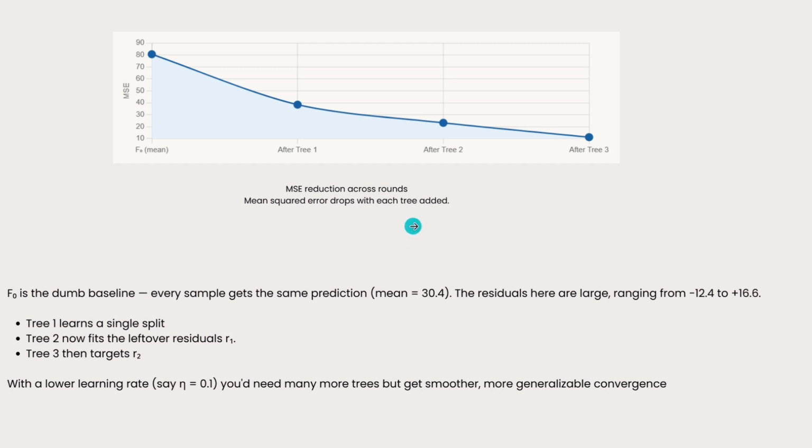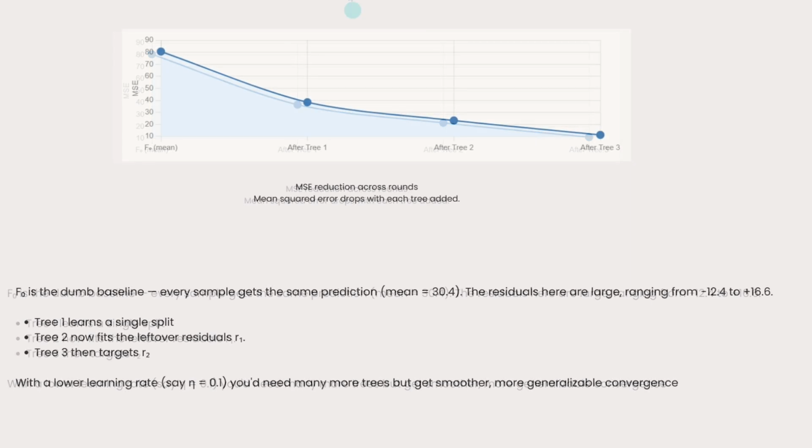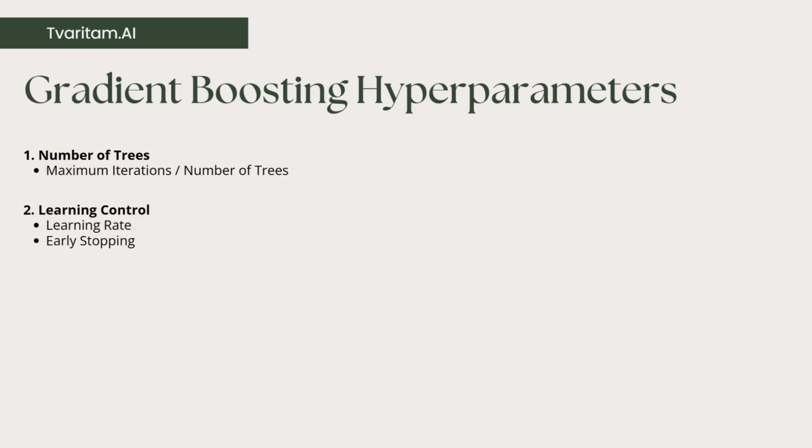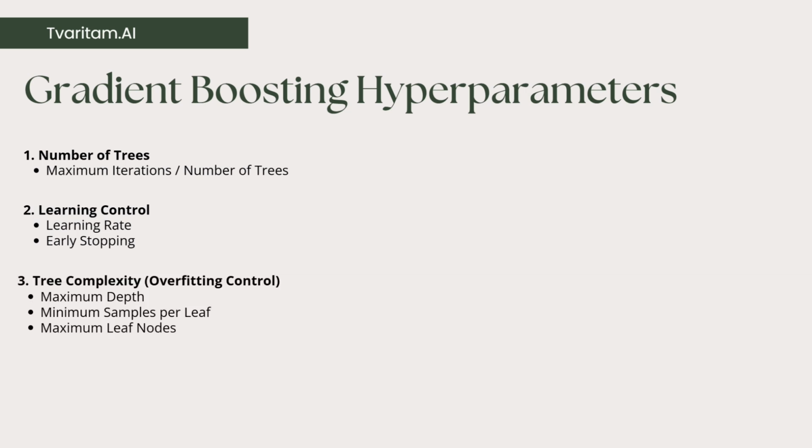Now we will move forward with the hyperparameters in gradient boosting. We have maximum number of trees. We have learning control hyperparameters like learning rate and early stopping. We have tree complexity hyperparameters for overfitting control like maximum depth, minimum samples per leaf, and maximum leaf nodes. And we have a feature selection hyperparameter for maximum features.